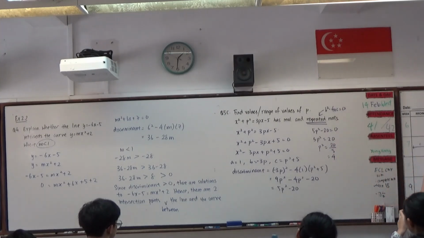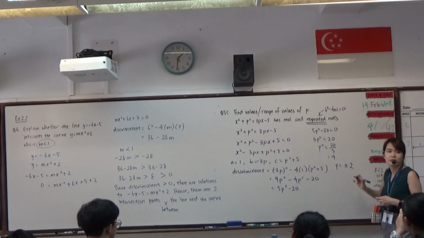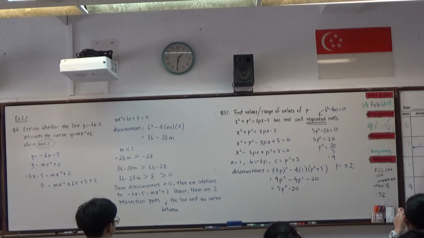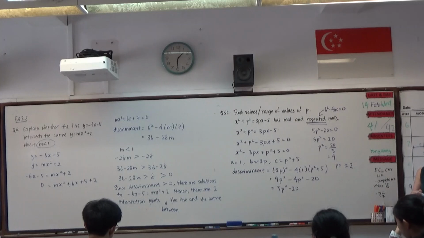Okay, whereby p squared is equals to 4 and hence p is equals to plus minus 2. Okay, because you take the square root of 4, positive and negative, so therefore it will be plus minus 2 itself. Questions?